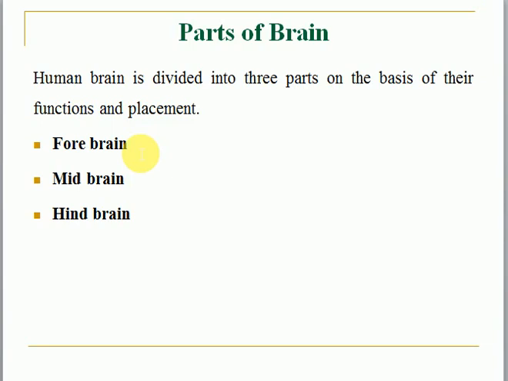If any one of them is affected, our behavior will be affected and that function will be affected. For example, when we are hearing the lecture of a teacher, our forebrain is active. The forebrain takes the information and sends it to other parts of the brain, and there is a specific place of memory, so the information will be stored there. Midbrain is there, hindbrain is there. So these are the brains.